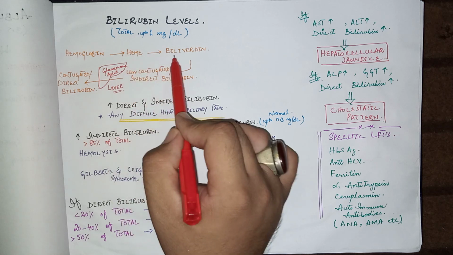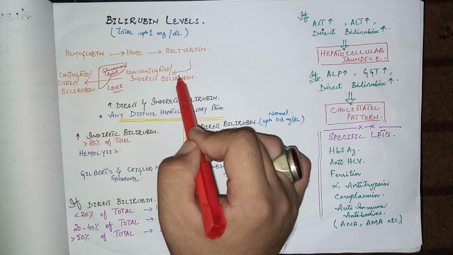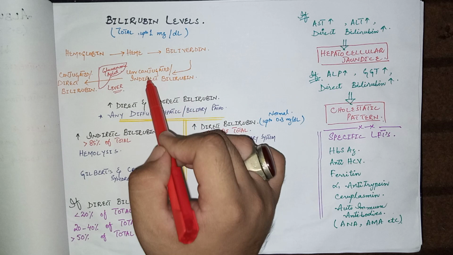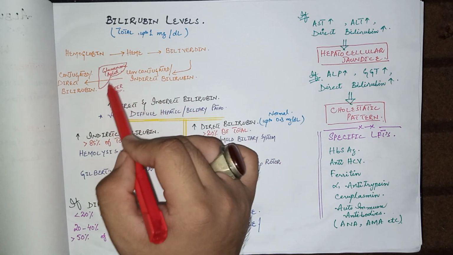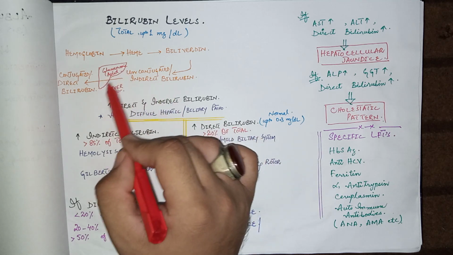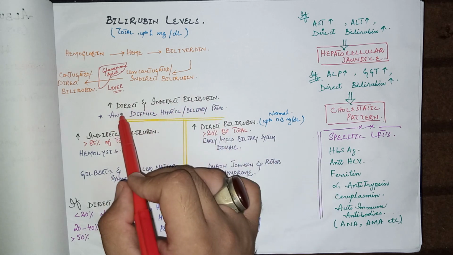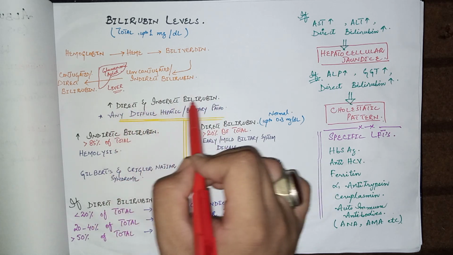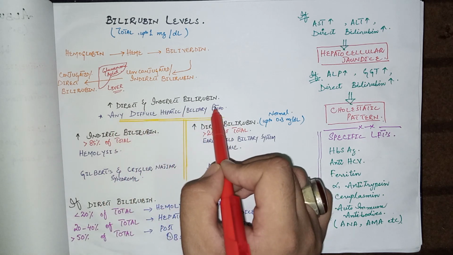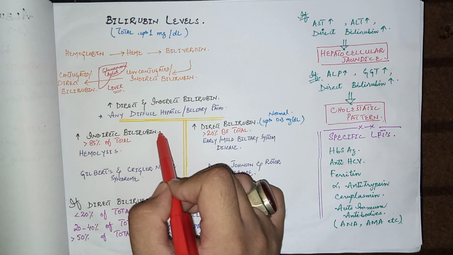This heme is converted into biliverdin, and this biliverdin, with the help of an enzyme, is converted into unconjugated or indirect bilirubin. When this unconjugated or indirect bilirubin passes through the liver, glucuronic acid in the liver binds with it, and then it is called conjugated or direct bilirubin. When there is total hyperbilirubinemia, that is an increase in direct as well as indirect bilirubin, it indicates any diffuse hepatic or biliary pathology.